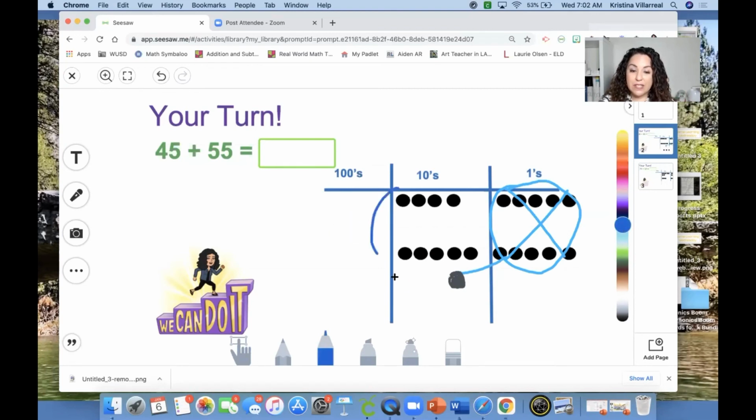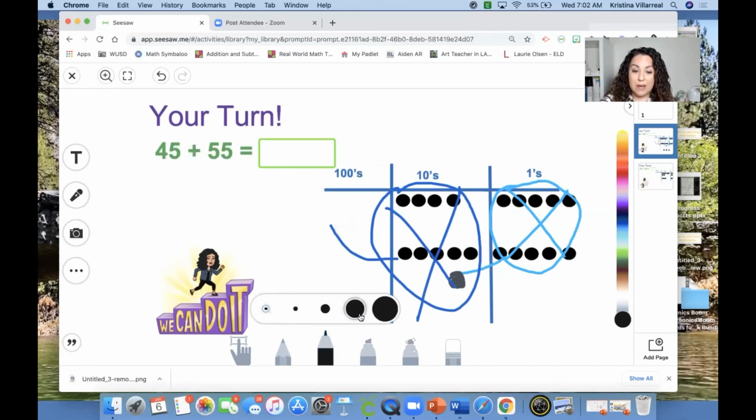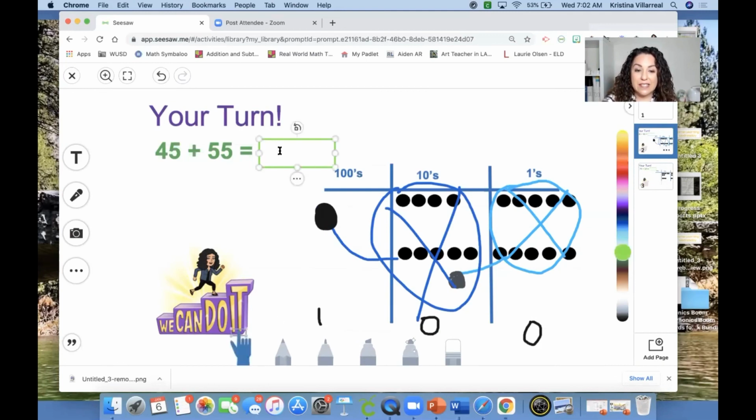So let me go ahead and circle my new group of 10, and I'm going to cross it off because that becomes 100. So I'm going to make my marker a little bit bigger, and there we go. I have a nice big dot. So what do I have left? It looks like I have 100, and then I have 0 tens, and I have 0 ones. So my answer is, I'm going to type it right here, 100.